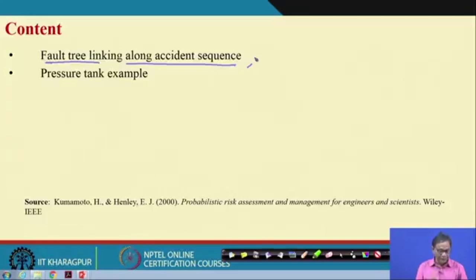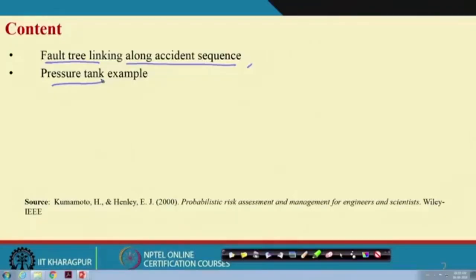Then what we will do, we will first discuss a general example, and then we will go for the pressure tank example, because this pressure tank example we have discussed in previous lectures, and we are trying to bring that pressure tank example in all the lectures as much as possible, so that there will be a common thread of how the different concepts, methodologies, tools and techniques are employed, and this can be done with reference to a particular example.